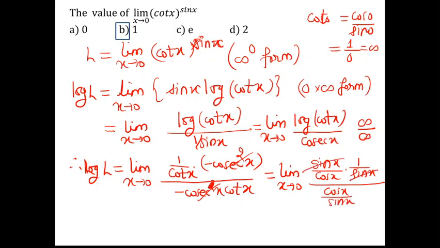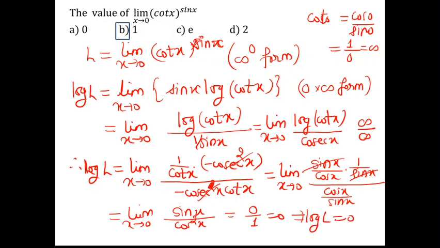Simplify, and you will find that this sin x gets cancelled. Then we have limit as x tends to 0, sin x upon cos square x, and when I apply the limit, sin 0 is 0 but cos 0 is 1, so we have this as 0. This implies log of L is equal to 0, but we wish to find the value of this limit, so we need to take the antilog, which gives e raised to power 0, which is 1. So that's why option B is the correct one.